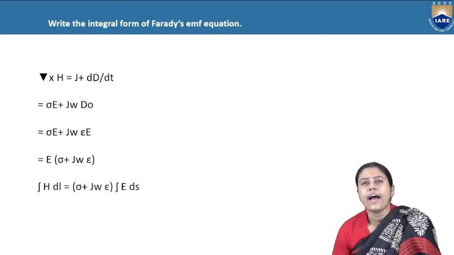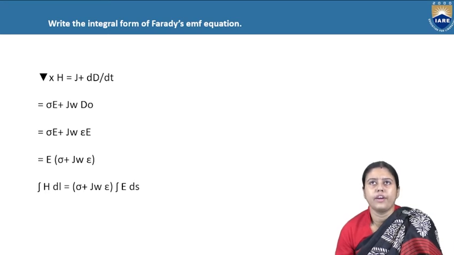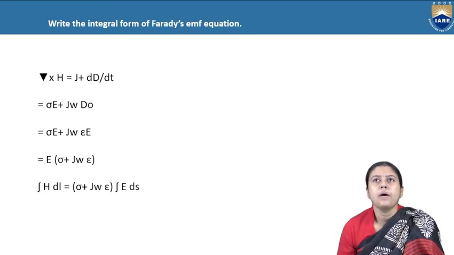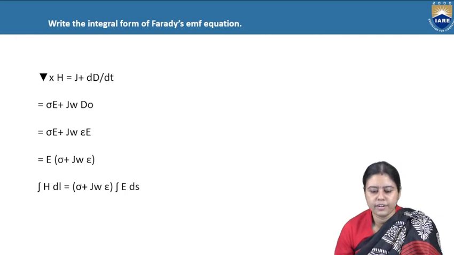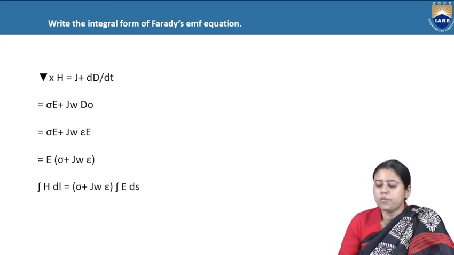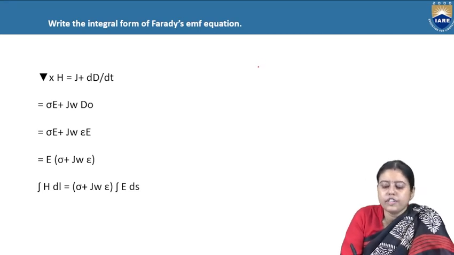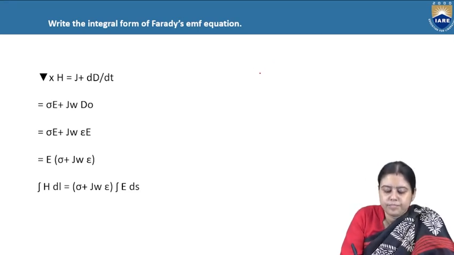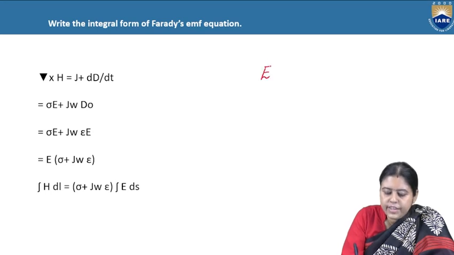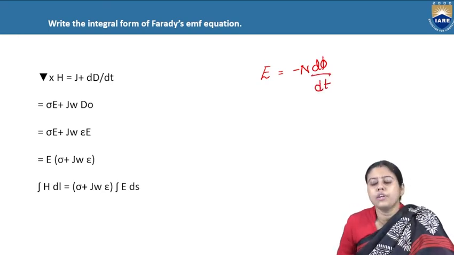Next question. Write the integral form of Faraday's EMF equation. What is the meaning of Faraday's EMF equation? Already we got the integral form. Already we know what Faraday's equation is. What is Faraday's equation? Faraday's equation, we know that E is equal to minus N d phi by dt.